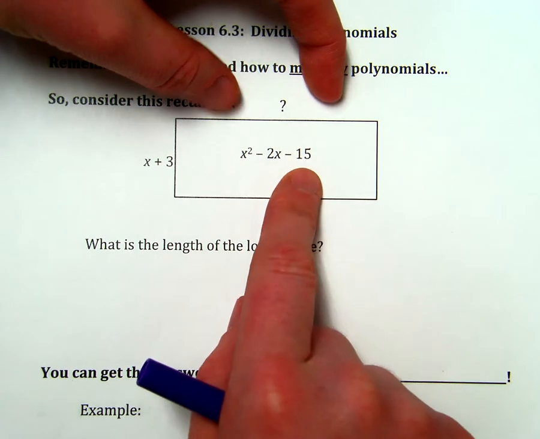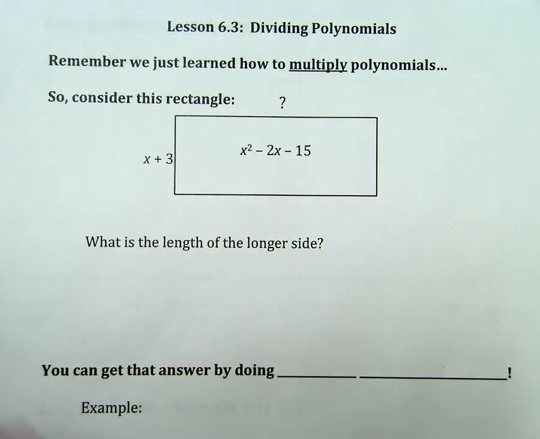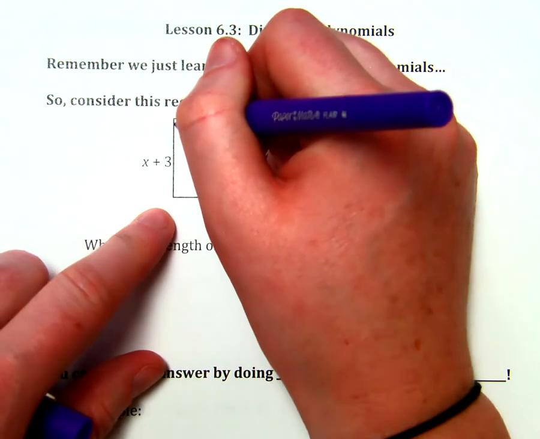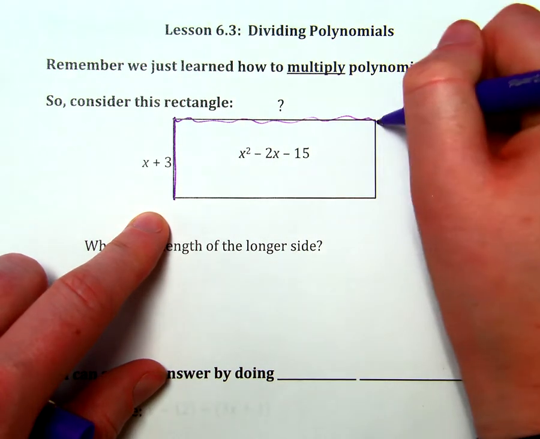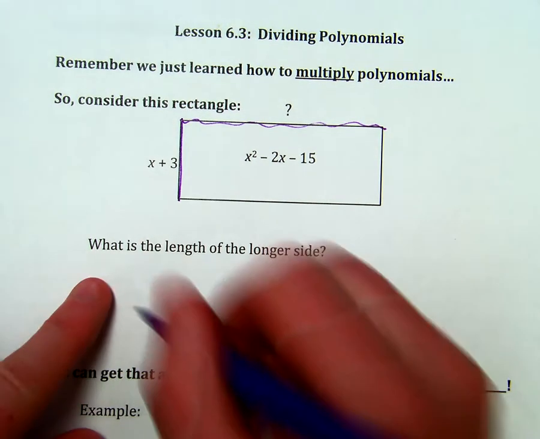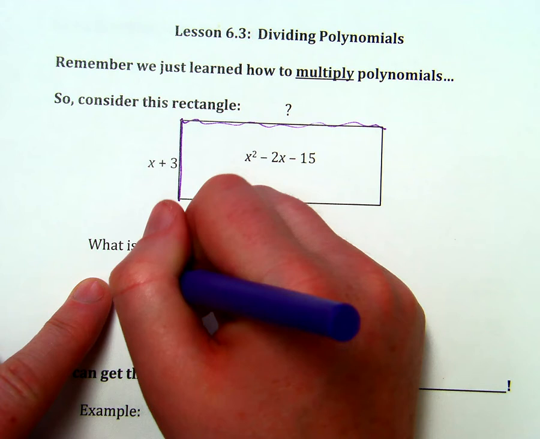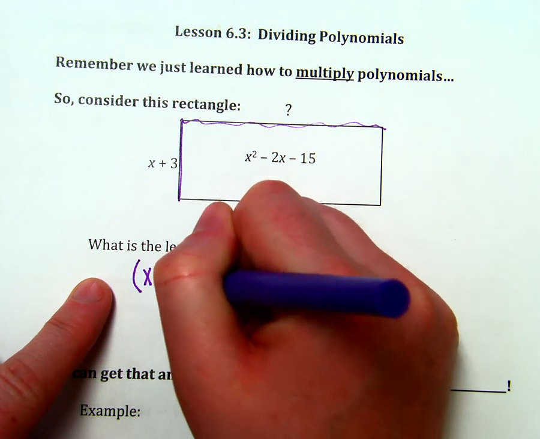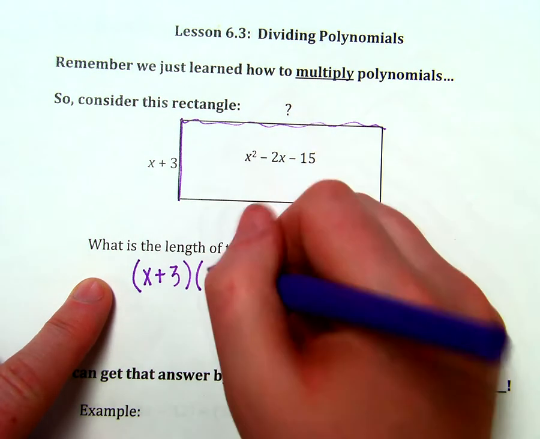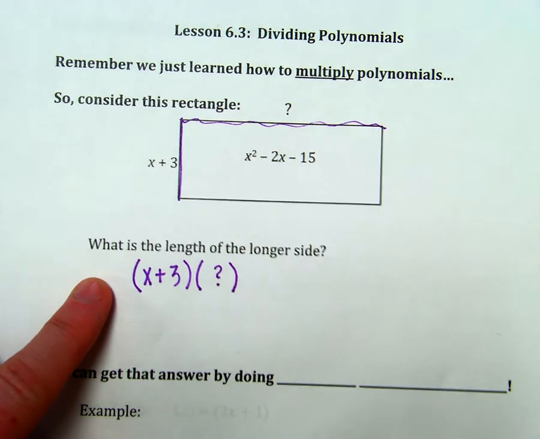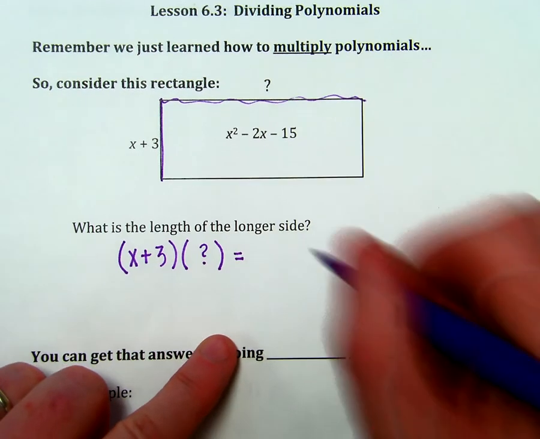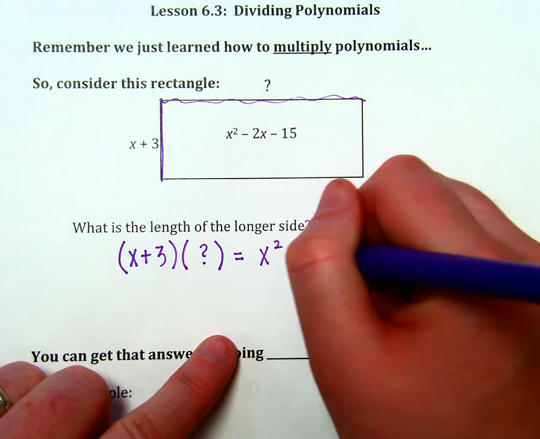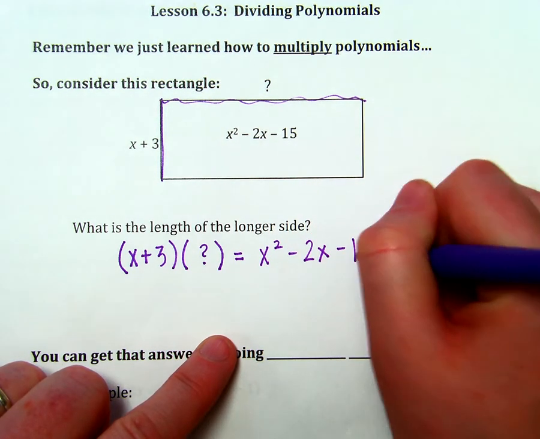And the nice part is you kind of already know what to do. So the length of the longer side, one way to figure this out would be to think about the fact that you know that a rectangle is one of the sides times the other side. So what we can do then is kind of represent that with this. We know that one side is x plus 3. We would multiply that by whatever that other side is. I'm going to put the question mark in that space. And we know that what that equals is the space that's on the inside, and the space that's on the inside they gave us was x squared minus 2x minus 15.